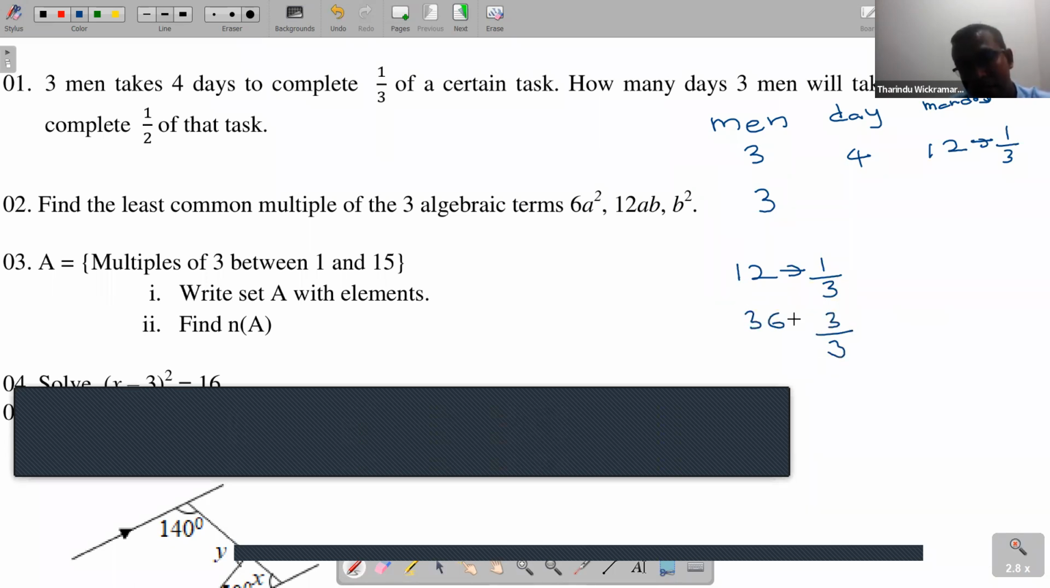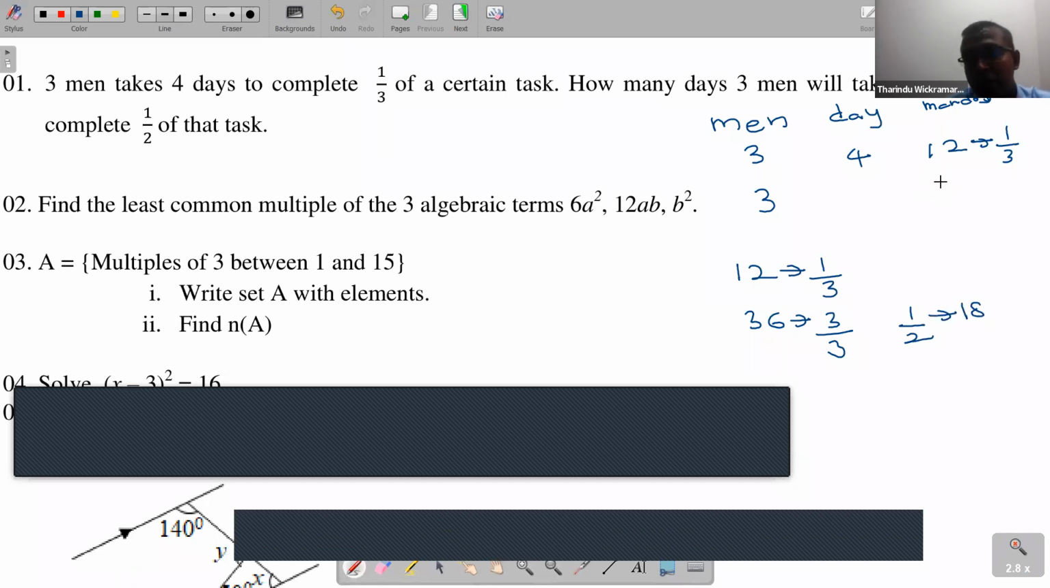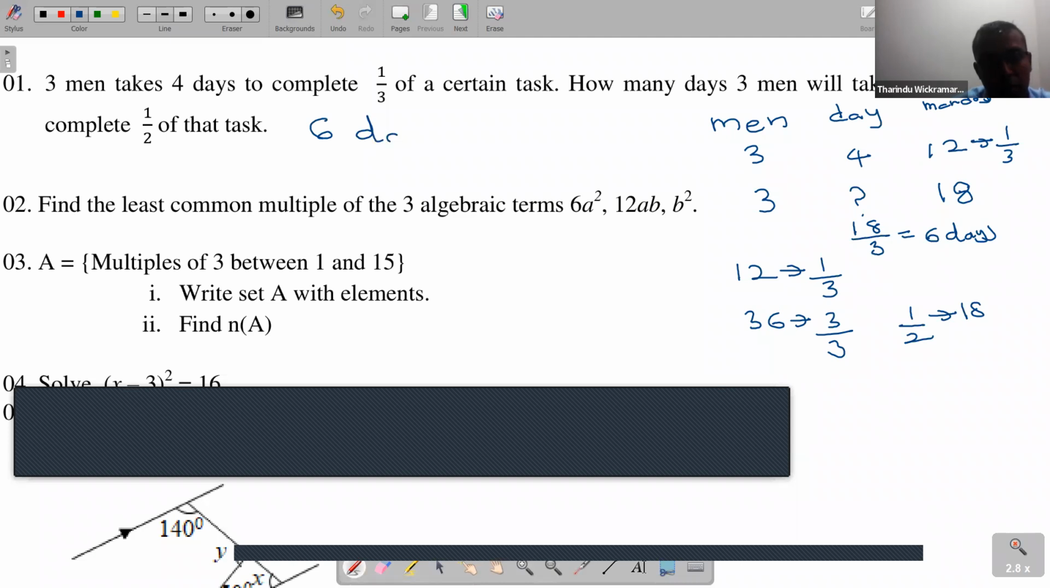That is 36. So half is what? If the total is 36, half is 18. The magnitude of the work is now 18 man days. So how can you find the number of days? You just have to divide 18 by 3. So that is 6 days. Right. 6 days. First one is okay.